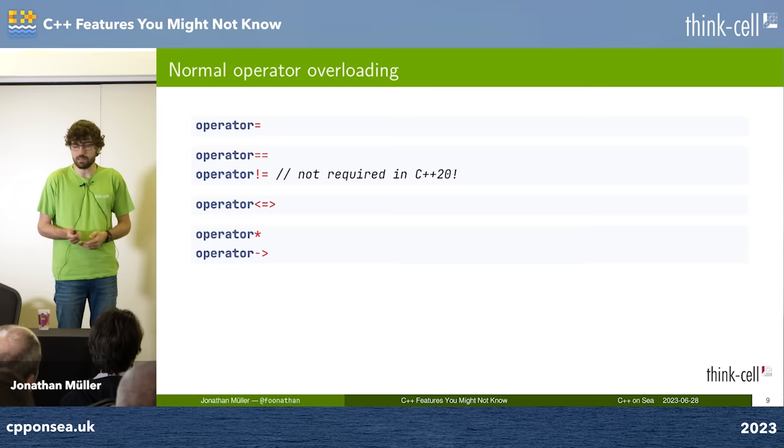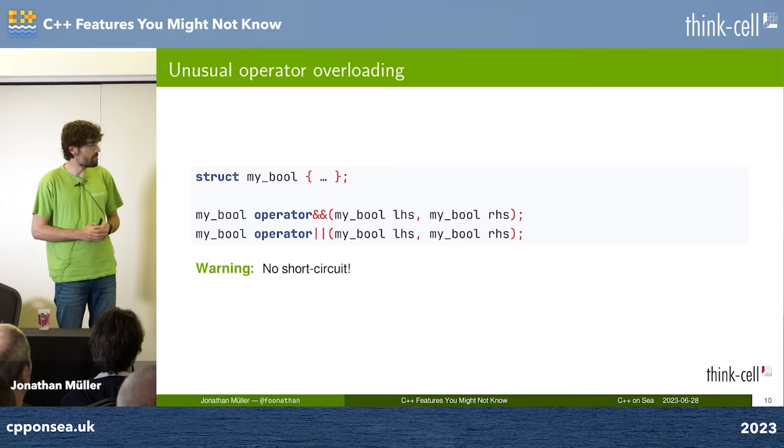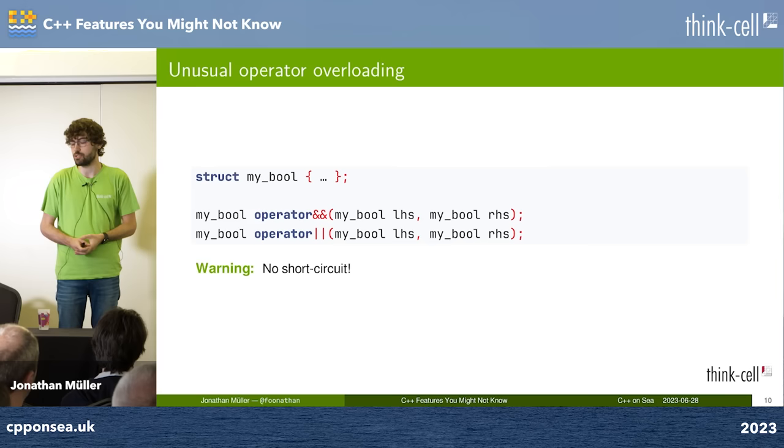That's pretty normal. However, you can also overload other things. For example, logical AND and logical OR. So if you have a custom bool type, you can overload logical AND and logical OR. This works nicely, except that you do not get short circuit. Which means that there's a common guideline that you should never overload AND or OR, because you will lose the short circuit behavior. So regular AND will only evaluate the right expression if that is necessary to determine the result. So if the left-hand side is already false and you have false AND something, the right-hand side will never be evaluated because it doesn't change the result. But if you overload it, you don't get that. So what's the use for that?